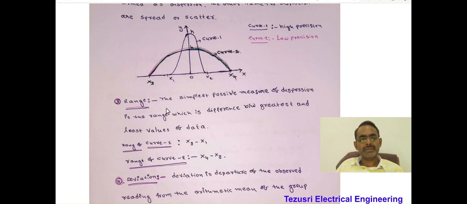The range. The simplest possible measure of dispersion is the range, which is the difference between greatest and least value of data. Range of curve 1 is x2 minus x1. Range of curve 2 is x4 minus x3.